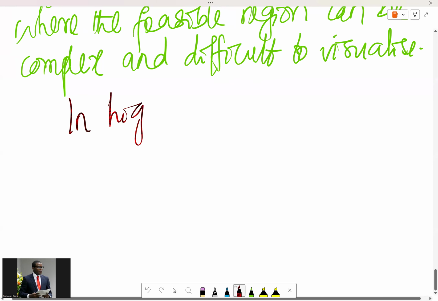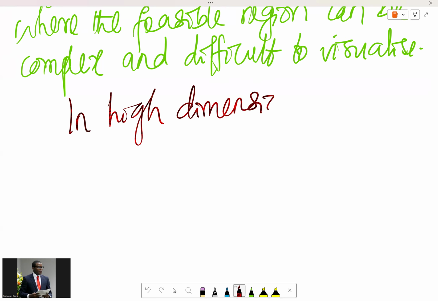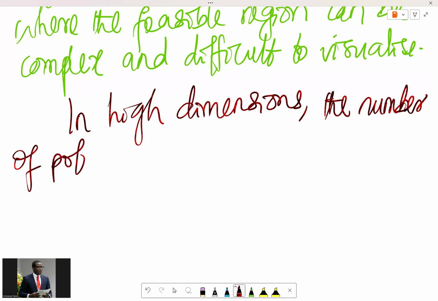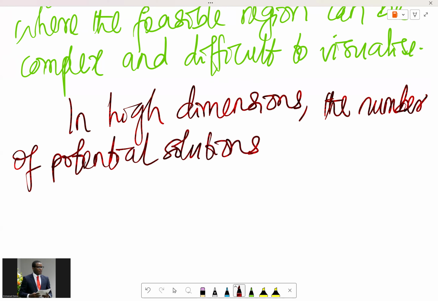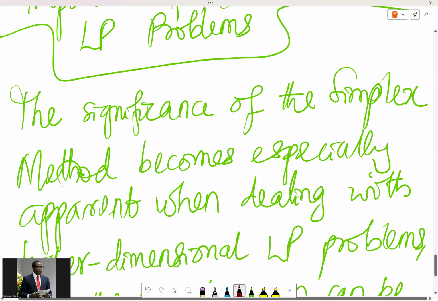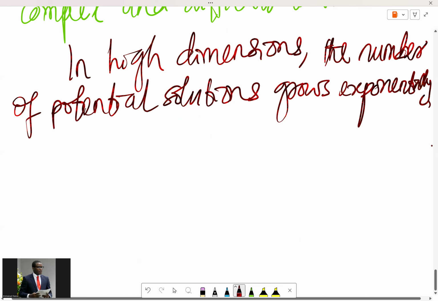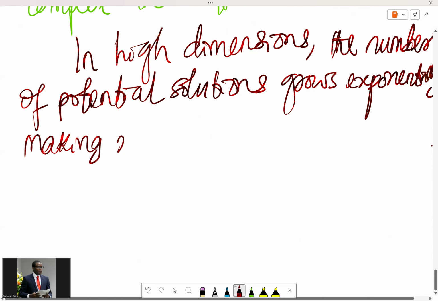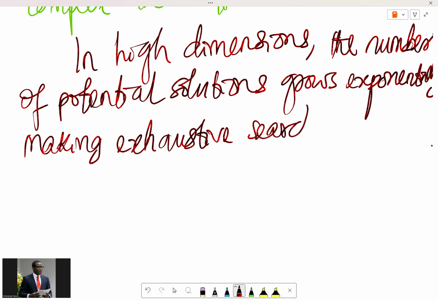So in high dimensions, the number of potential solutions grows exponentially, making exhaustive search methods impractical.